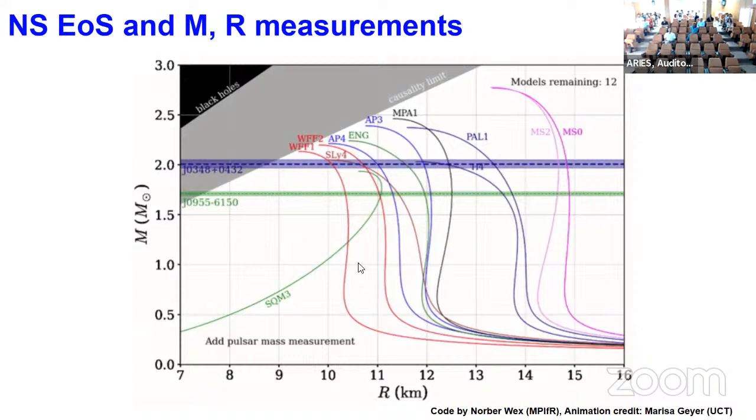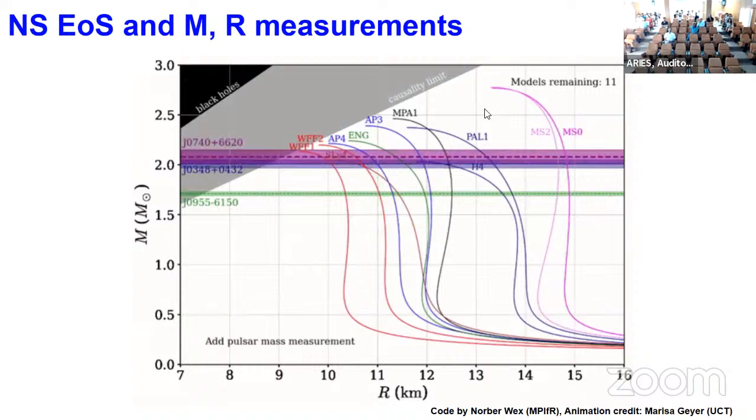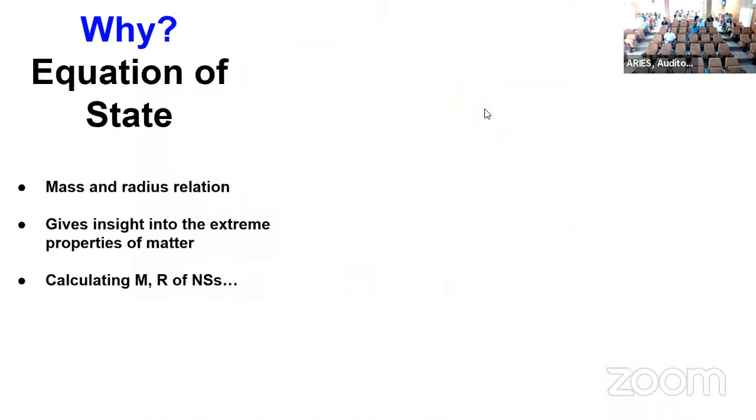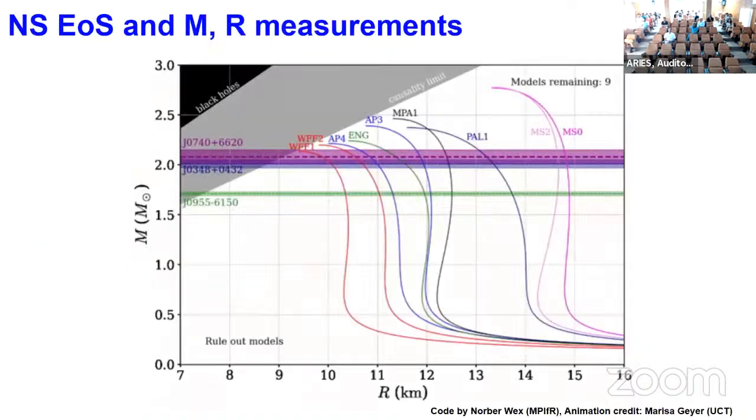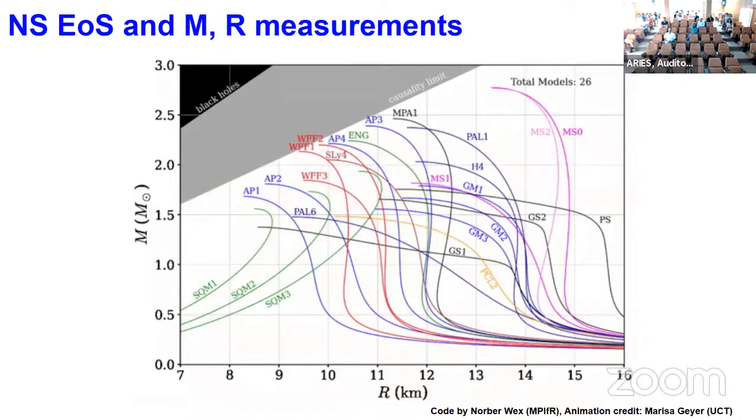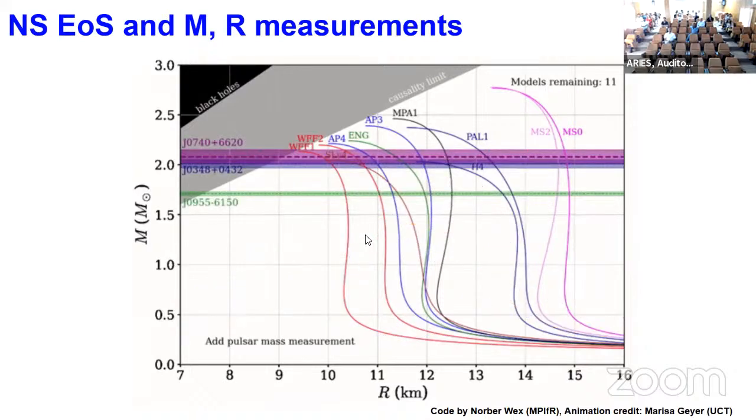So we started from 26 models, and with three estimates, we have 9 models left in the end. And imagine when we have lots of neutron star mass and radius estimates there, with good precision, we can make much better constraints on which model is actually going to work in the end.